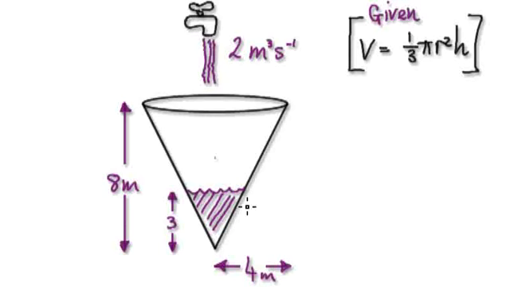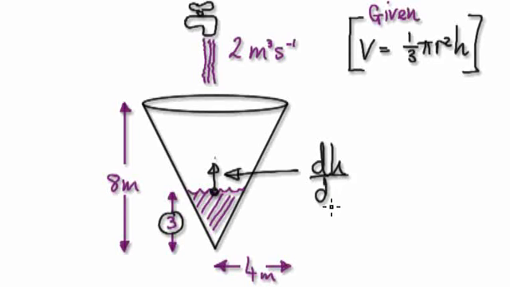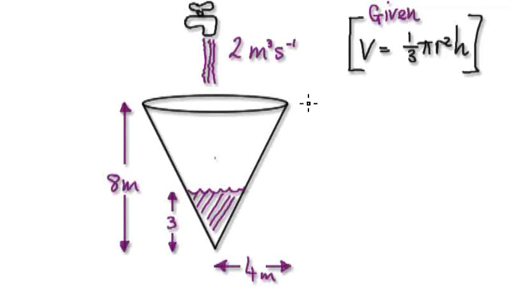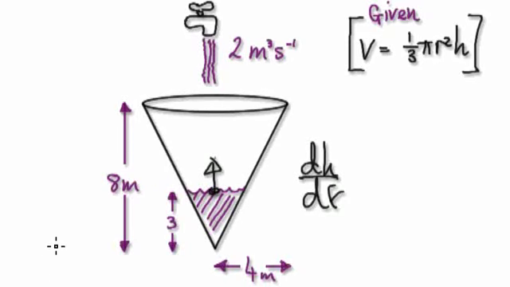When you first fill this tank up with water, it rises really fast. But when it gets to around here, it rises really slow. The question is, how fast is it rising when it is at a level of 3 meters high? So what I'm asking for is dh by dt when the water level is at 3 meters. Okay, this is given. Accept this, this is the volume of a cone. So press pause and have a go. Remember, I'm asking for dh by dt.